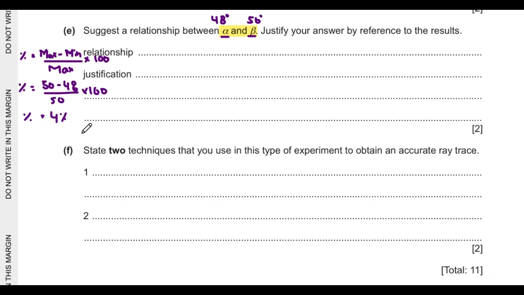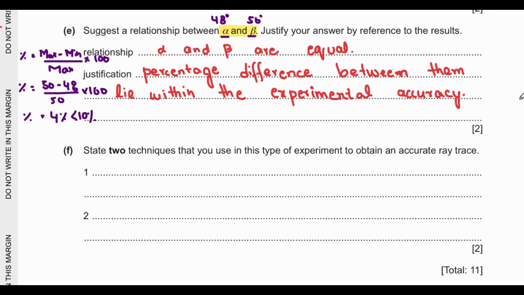That is very much less than 10%. That means that these two values are equal to each other and lie within the experimental accuracy. So I am stating that alpha and beta are equal because the percentage difference between them lies within the experimental accuracy.